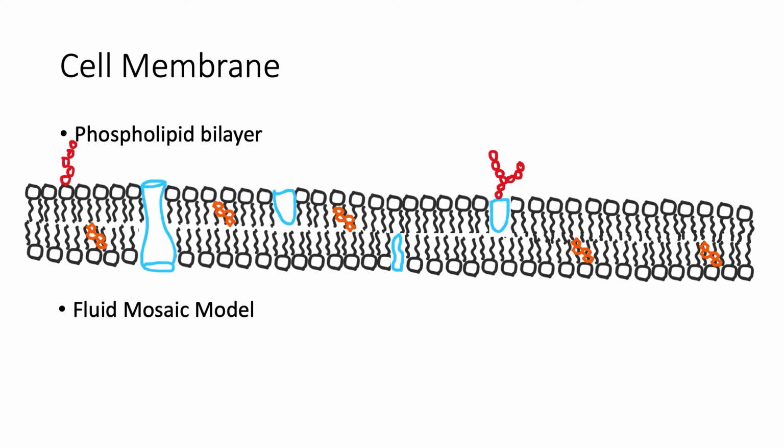Okay, so let's go over the parts of this drawing that form the mosaic part of the fluid mosaic model. First of all, integral proteins are proteins that go all the way through the phospholipid bilayer. However, this means that they also need to be amphipathic in order to fit in.